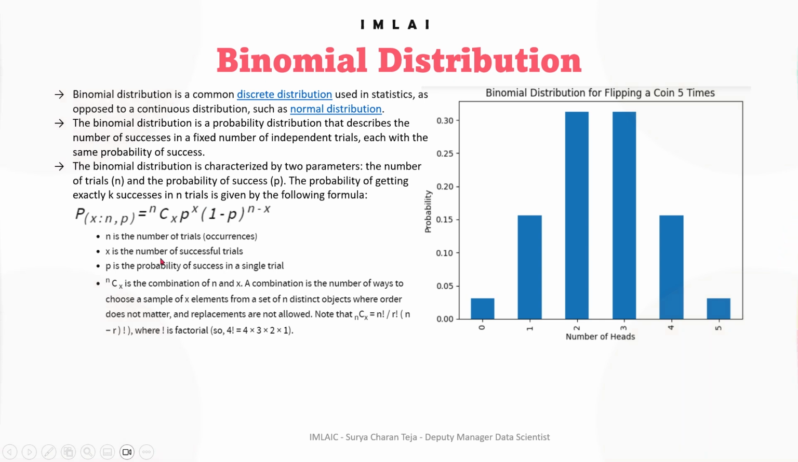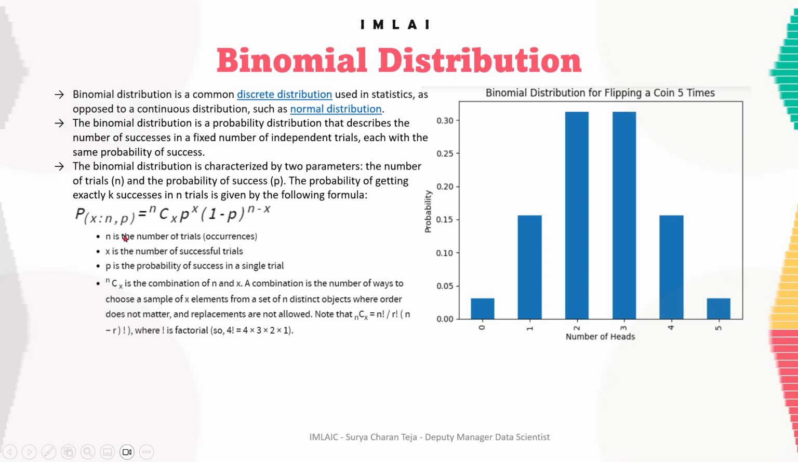Normally 1 minus p can be called q. When we studied this in engineering, we had nCx p power x times q power n minus x, with q in place of 1 minus p. Q is the probability of failure in a single trial, but we are not worried much about that, so we have used 1 minus p.